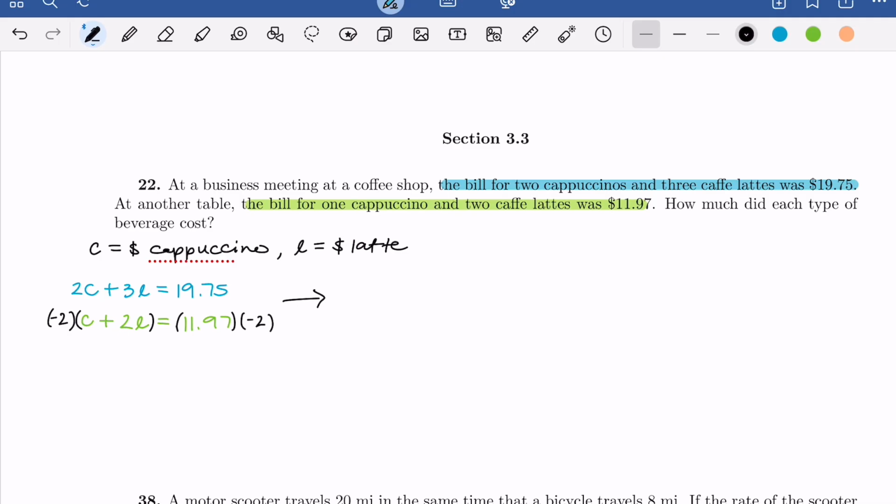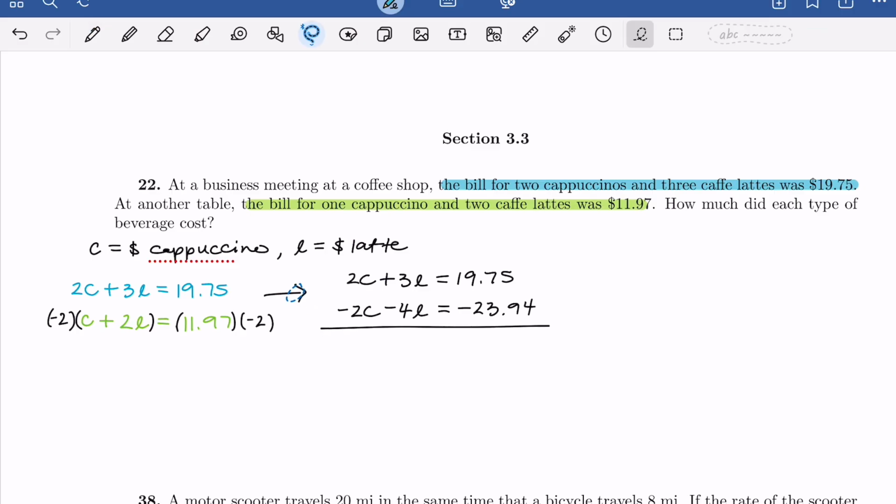Doing so, we're still going to have this equation here, but our second equation is going to become -2C minus 4L is equal to negative 23.94. Now, if we use our method of elimination, we are going to add these together, and our variable C is going to be eliminated. 2C minus 2C is just going to give us 0C. So we're left with 3L minus 4L. This is going to give us a negative L.